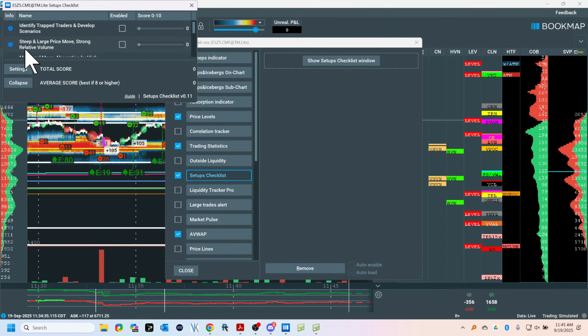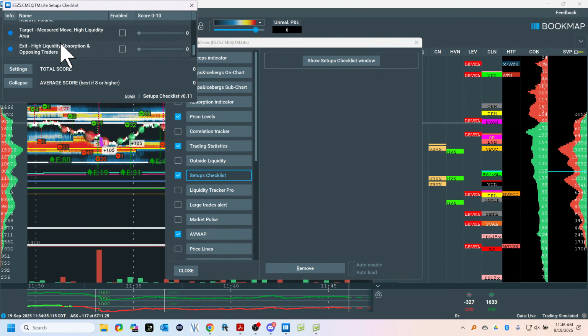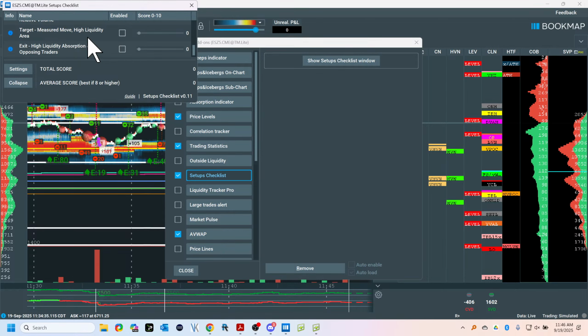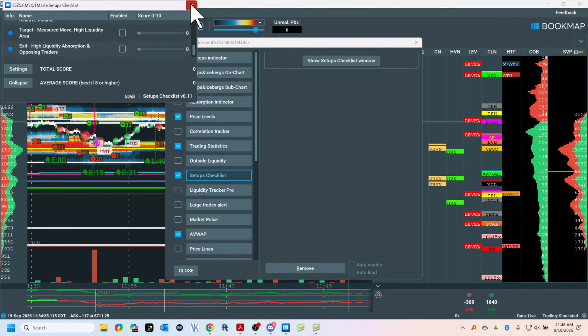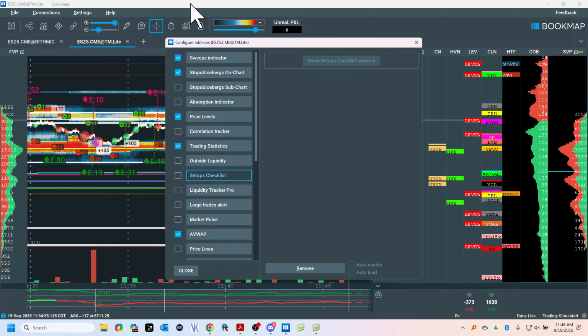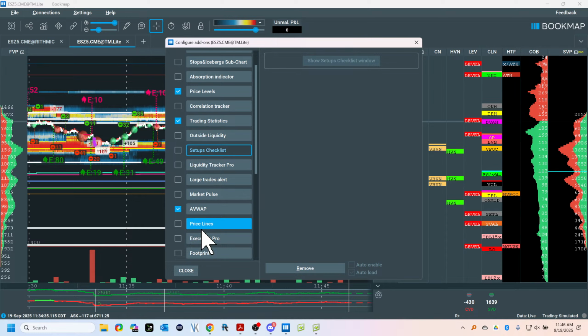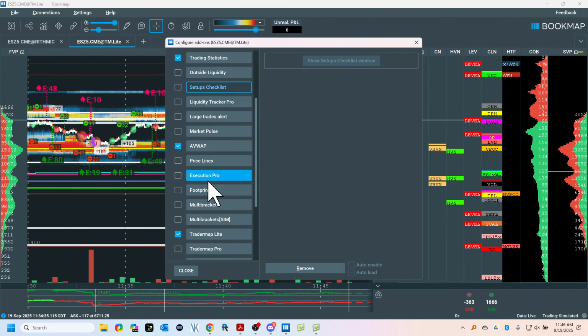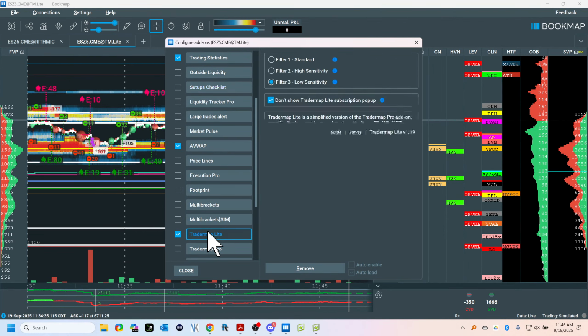This is an example: identify trap traders in developing scenarios, steep and large price moves, high liquidity absorption. This is what you look at, and then you weight them, and then how close do you come? You could use this tool. If you're anticipating an IBF, put the rules in. There are so many tools, guys.